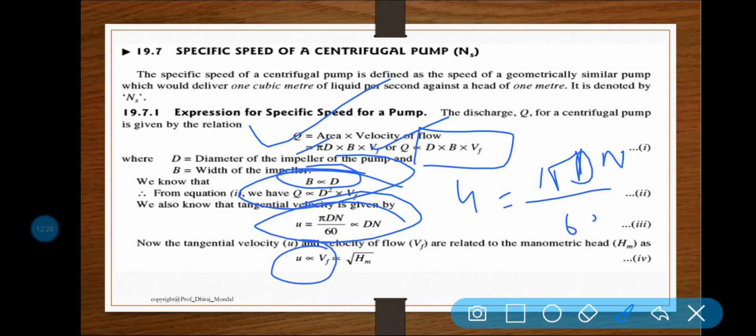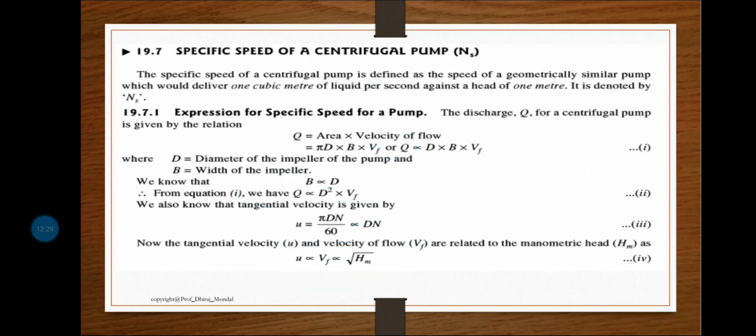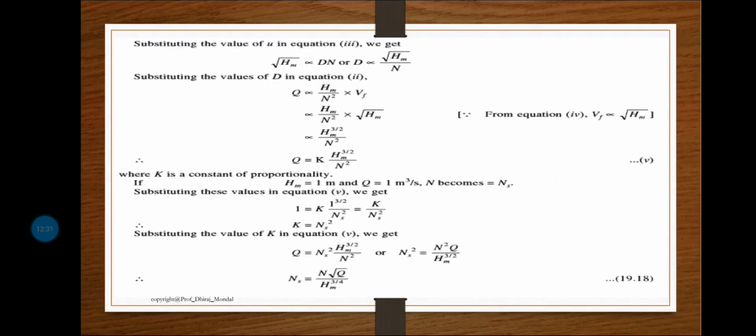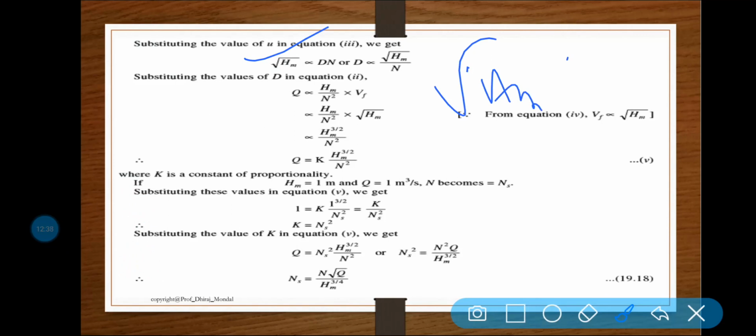Clear? And Vf is equal to root over 2gHm, so u is proportional to root over Hm. Am I right? So here it is written, root over Hm is proportional to u, and u is already proportional to DN because u is equal to pi DN by 60. So D is proportional to root over Hm by N. Clear? So D is proportional to root over Hm by N.